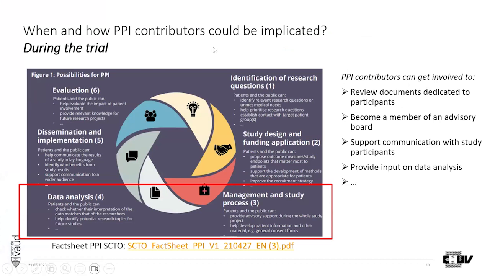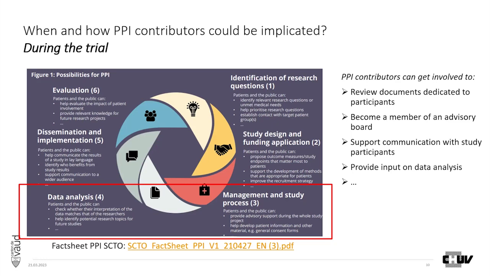So coming to the step during the trial, PPI contributors can really help you to manage your study. It means that they can provide advice during the whole study. They can help you during the recruitment. They can help you to develop the documents for the study, for example, information and consent documents, to make them clear enough for the participants. And coming to the end of the study, they can help you to discuss the data that come out of the analysis and check whether they interpret those results in the same way as you do. And maybe they can also help you to identify new ideas for future projects.